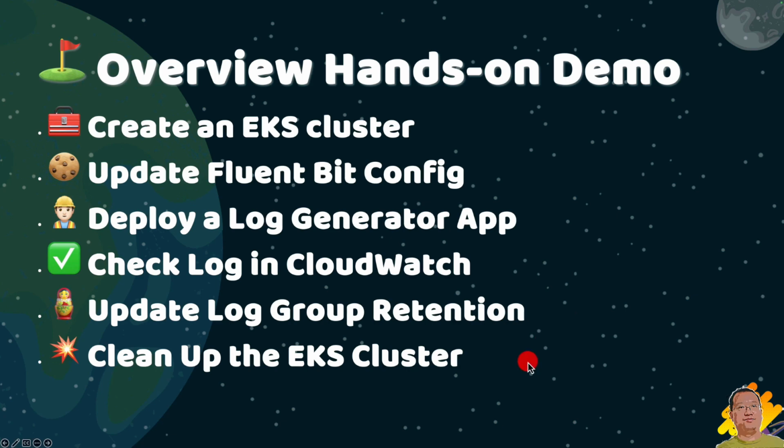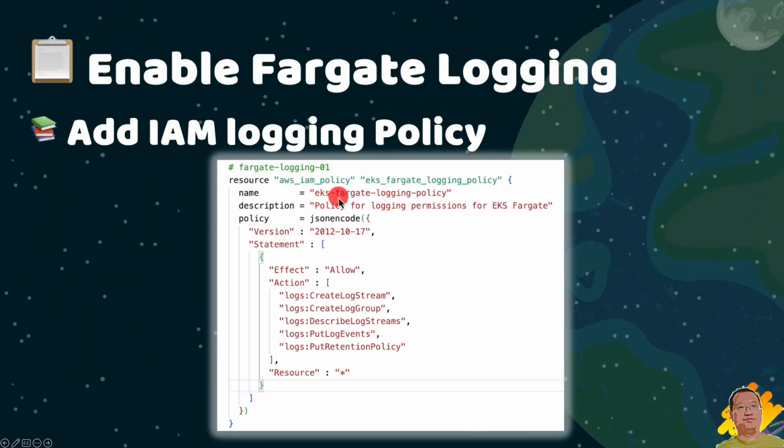Finally, we'll clean up the AWS EKS resources to save cost. There are key things for configuring Fargate logging. The AWS IAM policy resource allows EKS Fargate to create and manage the logs in CloudWatch, ensuring that all necessary log-related actions are permitted for the log operator.